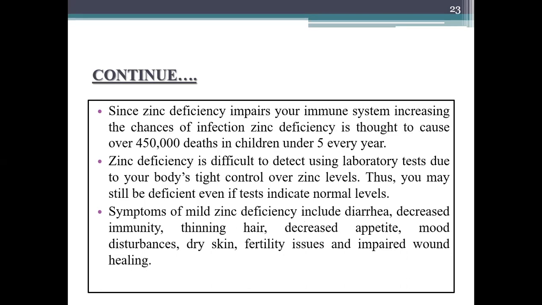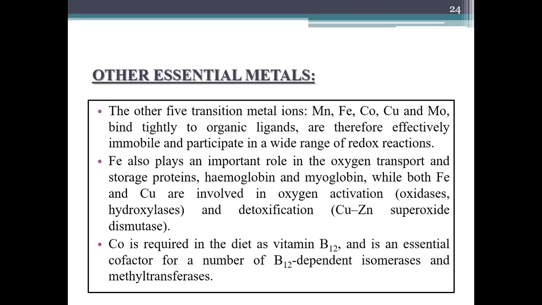Zinc deficiency is difficult to detect using laboratory tests due to your body's tight control over zinc levels. Symptoms of a mild zinc deficiency include diarrhea, decreased immunity, thinning hair, decreased appetite, mood disturbance, dry skin, fertility issues, and impaired wound healing. Other essential metals.